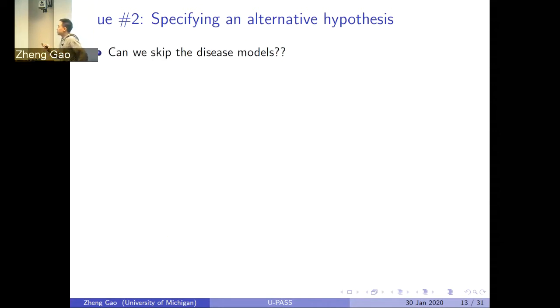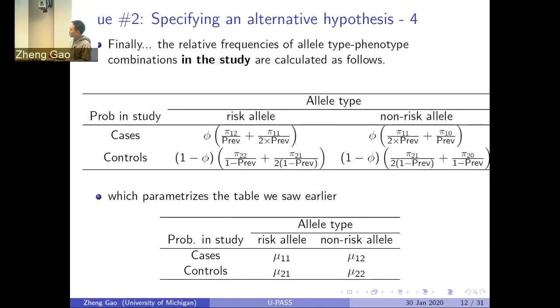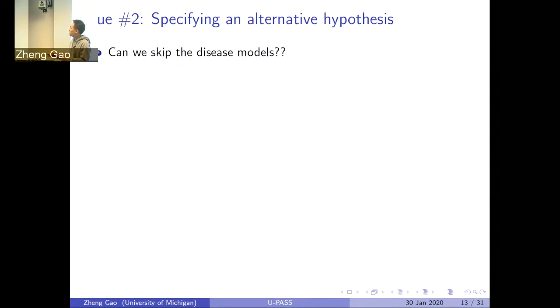Now the question is, can we skip the disease model? It seems like a long-winded process. You have to assume a certain kind of biology. You have to have the estimates for that biological model. And the answer is yes. In fact, this table, if you think about it, can be parameterized quite simply. It has only 4 numbers. You don't have to go through that.